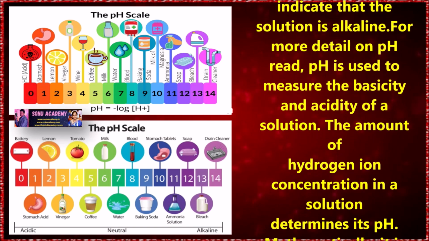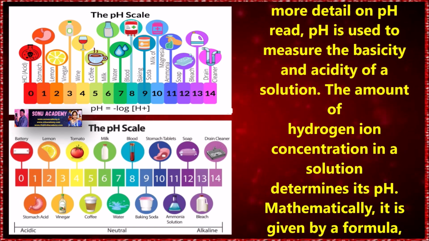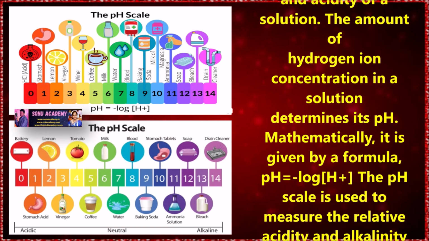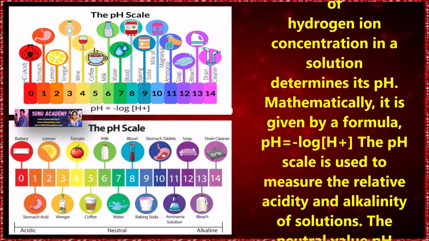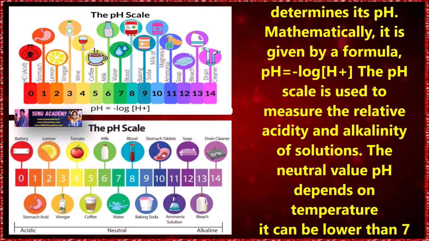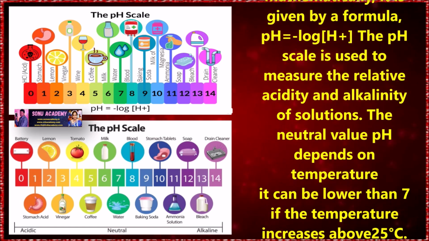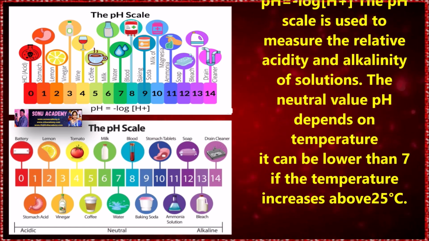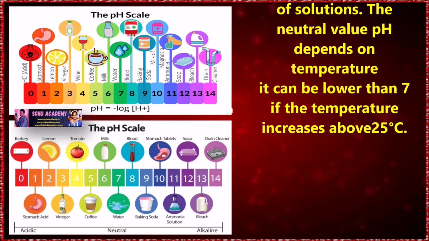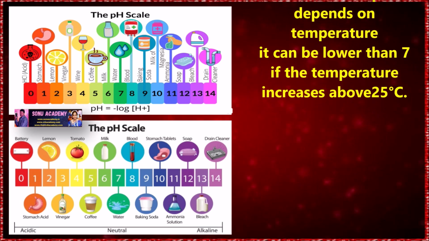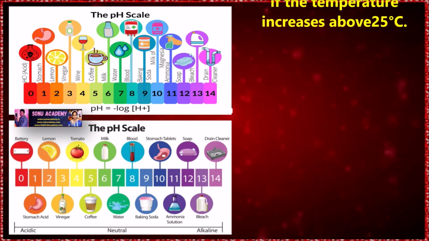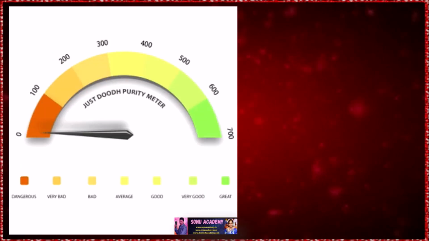pH is used to measure the basicity and acidity of a solution. The amount of hydrogen ions concentrated in a solution determines the pH. Mathematically, the formula is pH equals minus log H plus. Already we discussed that, the pH scale is used to measure the relative acidity and alkalinity of solutions. The neutral pH value depends on the temperature. It can be lower than 7 if the temperature increases above 25 degrees centigrade.